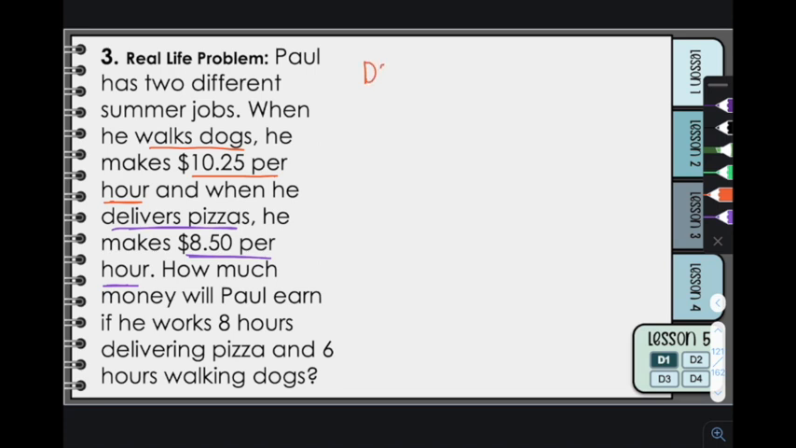So for dogs, we're going to add that to the amount he earns from delivering pizza. Okay, so let's start out with how much he makes for walking a dog. We have $10.25 times the amount of hours he works, which is 6 hours. And then we're going to add that to the amount he earns for pizza. So we have $8.50 times 8 hours, and then we're going to get his total.